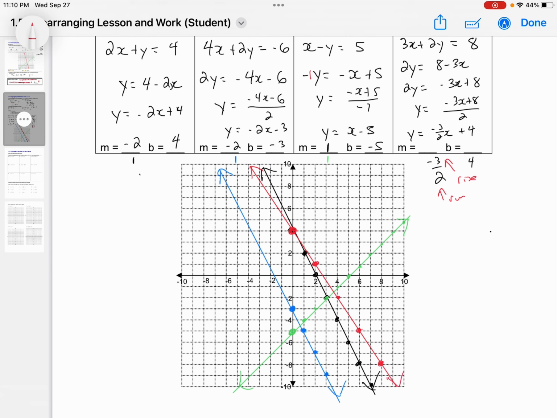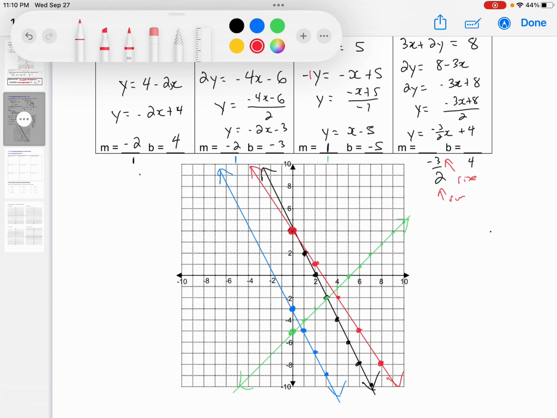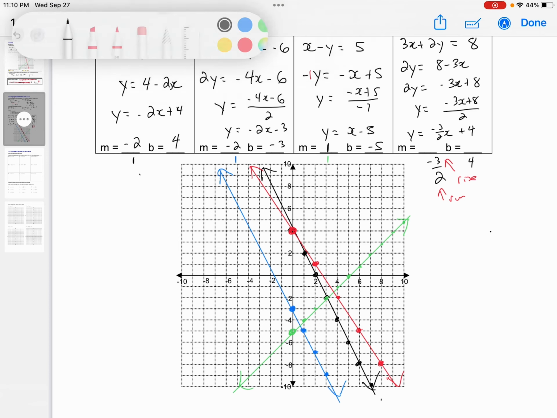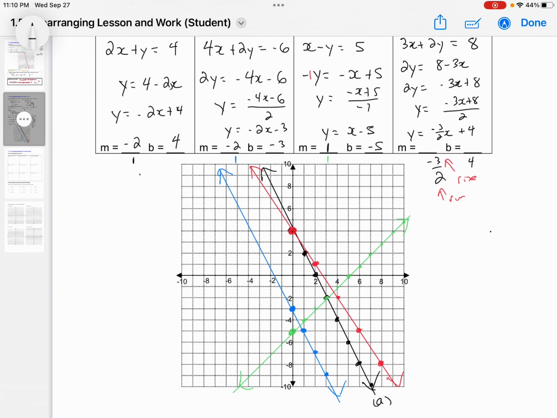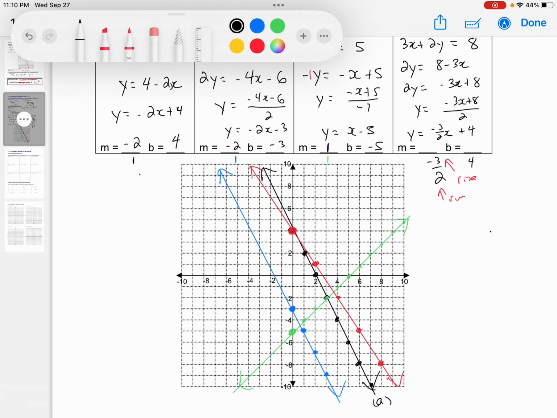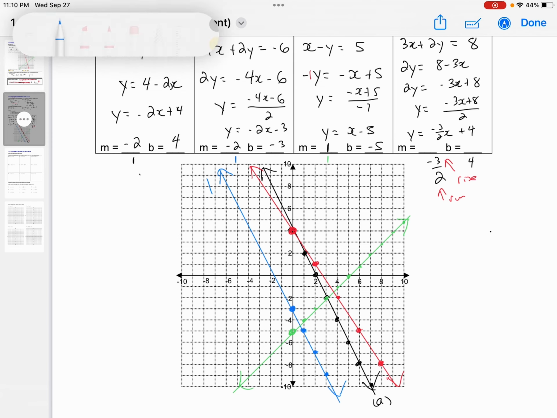Folks, we really should label these lines. When you get this many lines on here, you should label them. So the first one I did was red, right? No, the first one I did was black. So I'll label that down there. That was A. The second one I did was blue. So I better switch to blue. And I'll label that as well.